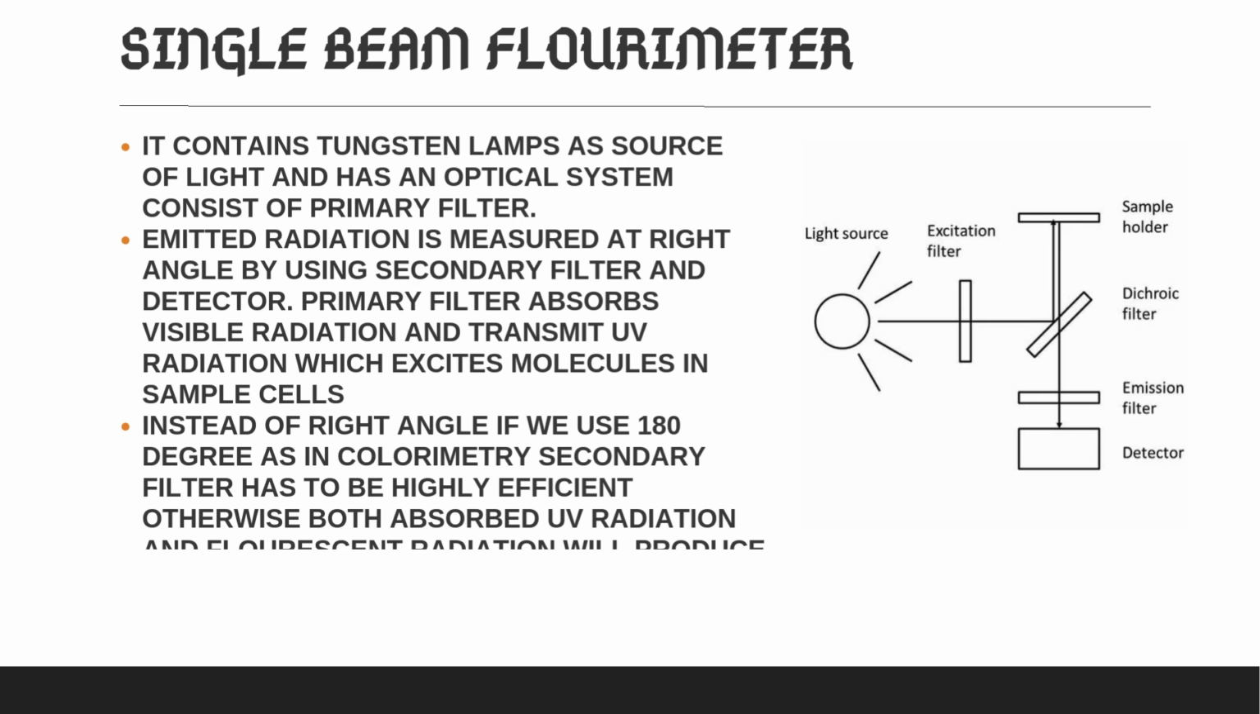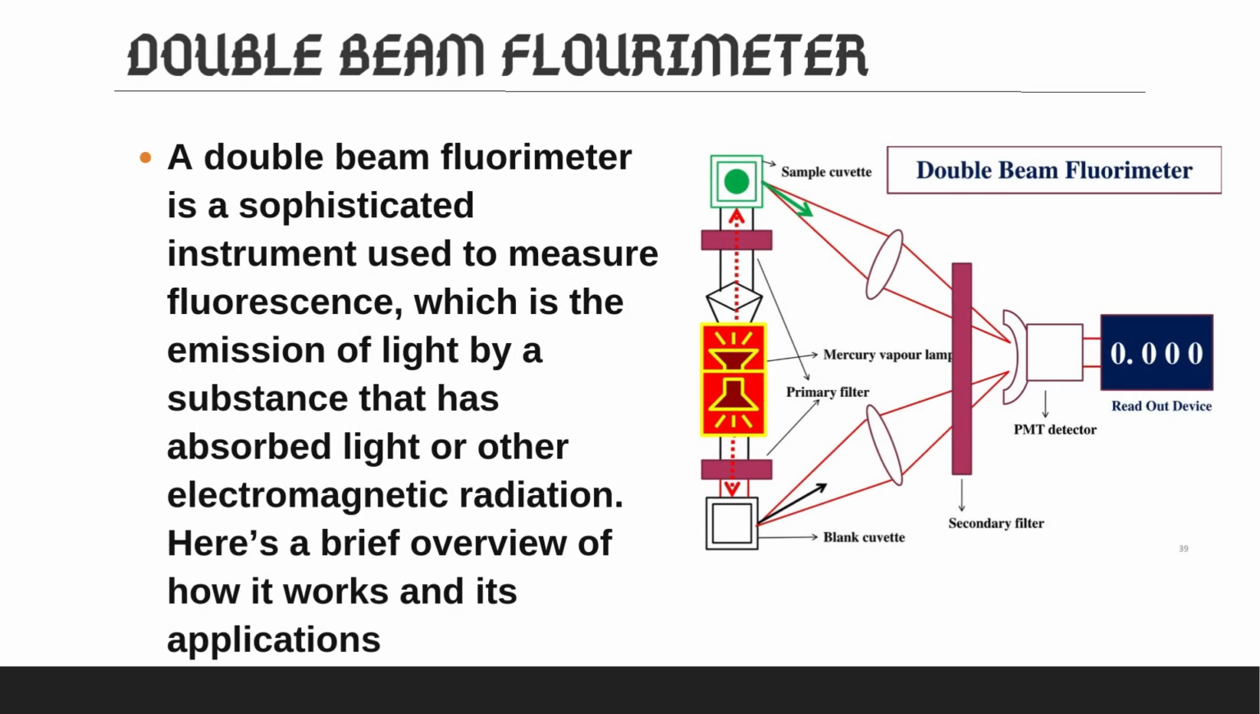We have advantages of single beam fluorimeters: easier to operate than more complex systems, making them suitable for routine analysis. Cost effectiveness, generally less expensive than dual beam systems. Overall, single beam fluorimeters are widely used in laboratories for various applications, including environmental monitoring, biochemistry, and clinical diagnostics.